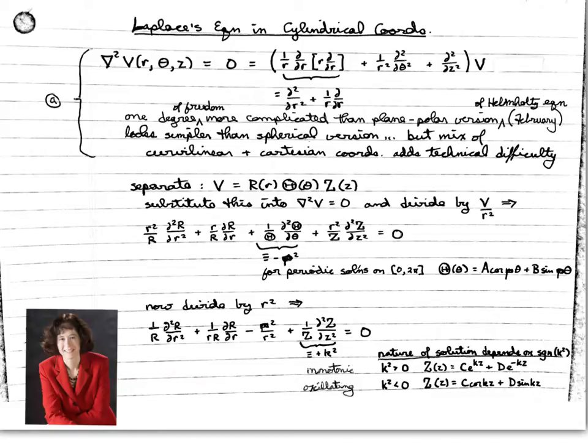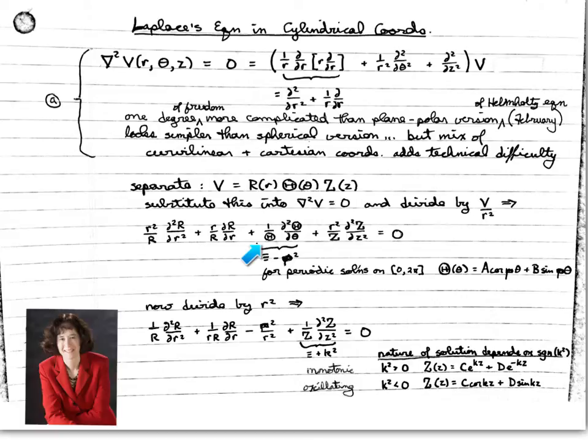We make the usual ansatz that the potential is the product of a function of r only, a function of theta only, and a function of z only. We will substitute this into Laplace's equation and divide by the potential V over coordinate r squared, and the result looks like this. We have a couple terms depending only on the radial variable, a term depending only on the angular variable, and one depending on the z variable with an extra factor of r squared in there.